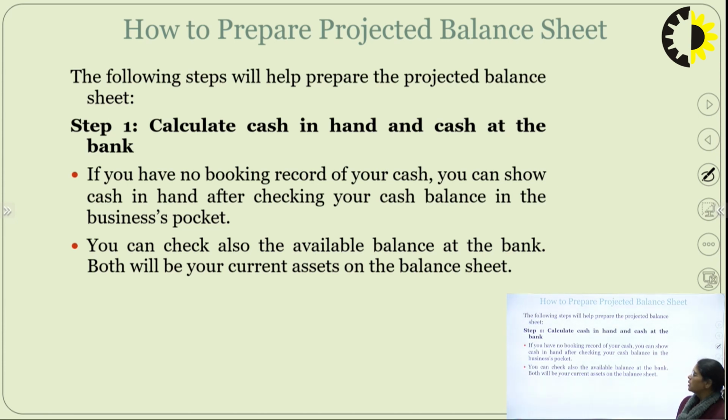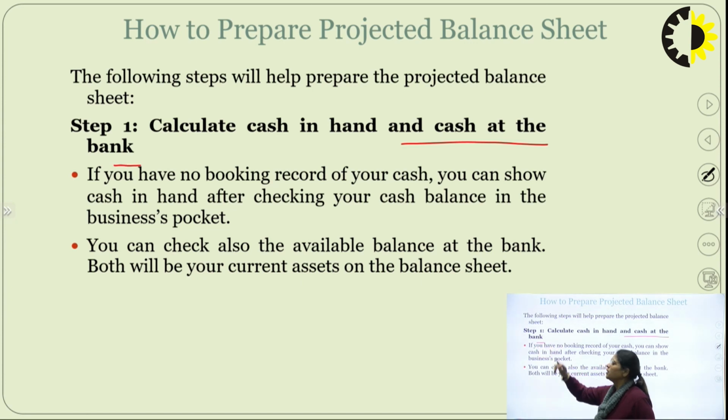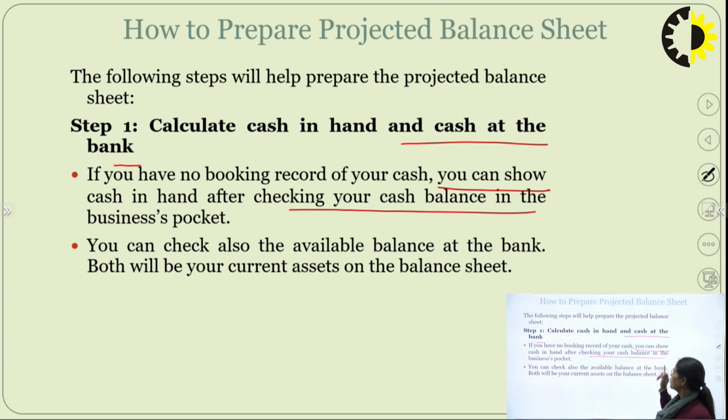Number one, the first step is to calculate the cash in hand and at the bank. In the first step, we have to just check the cash in our hand. If you have no booking record of your cash, you can show cash in hand as your cash balance in the business pocket. You can show the cash in your pocket also. This is your asset part.